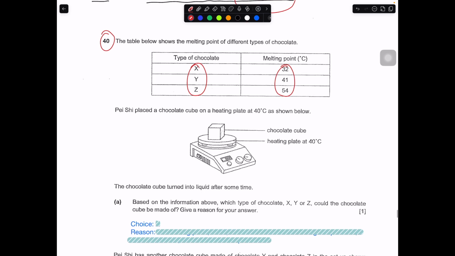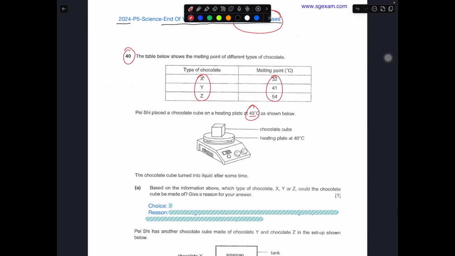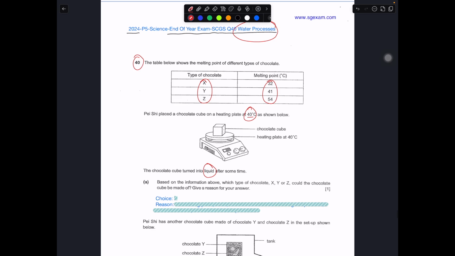Page 3 places a chocolate cube on a heating plate at 40 degrees Celsius. This heating plate will heat up the substance up to this temperature. The chocolate cube turns into liquid after some time. That means at first it's actually a solid cube, because it has a fixed shape, so it must be solid. They are trying to tell you solid becomes liquid, so it must be melting.